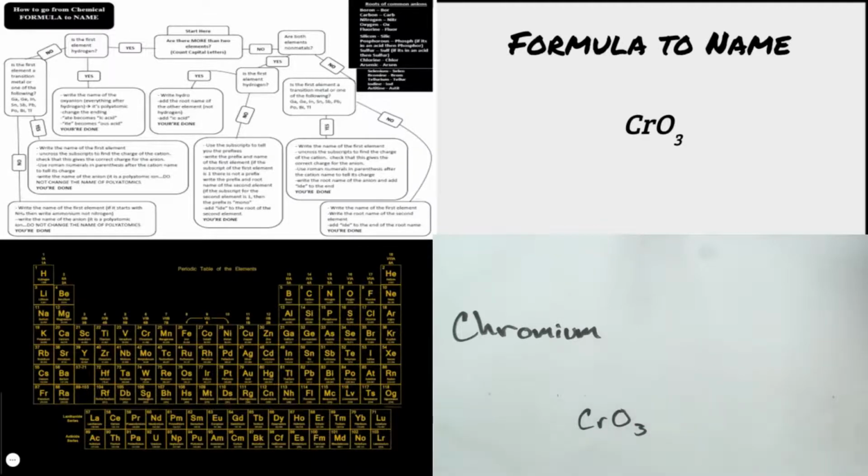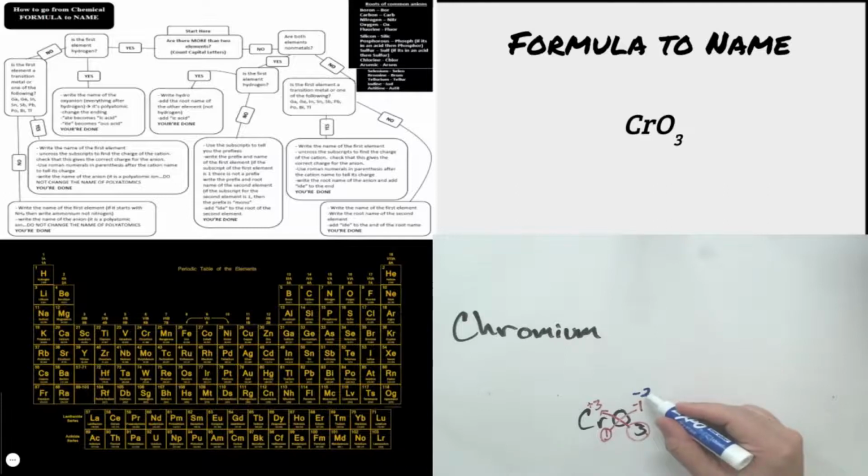CrO3. If I uncross the subscripts, that means I'm going to do the opposite of what we did in the previous video and uncross that. That's a 1 written there, so I'm going to bring it up here to a 1. All right, now I need to check that this gives the correct charge for the anion. This would give me a +3 for chromium and a -1 for oxygen. Well, I know that that's not right because oxygen is supposed to be -2. Okay, so I know that that -1 is not correct.